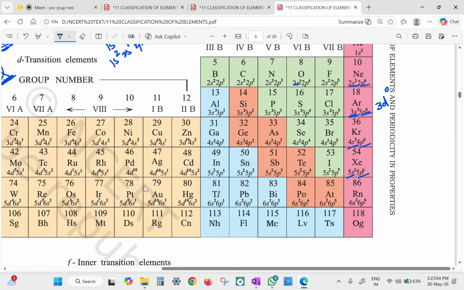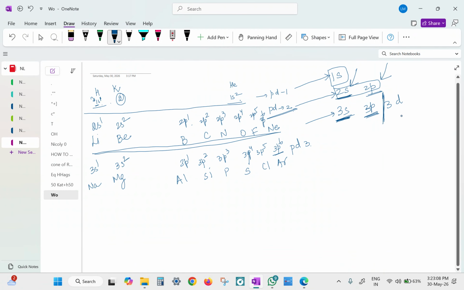Got it? Okay. Now, after this, 3d is still available, right? We have not filled it up, correct? 3s is over, 3p is over. But do you remember the n plus l rule? Will the next electron go into the 4s or 3d? 4s. So the next element will be 4s1, 4s2, which would be potassium and calcium.